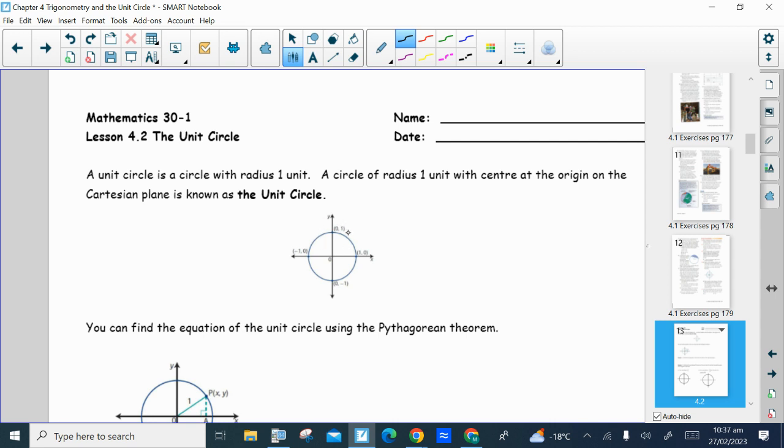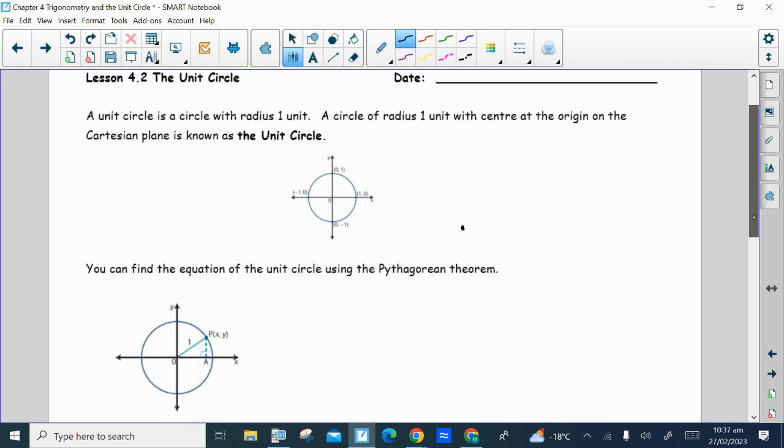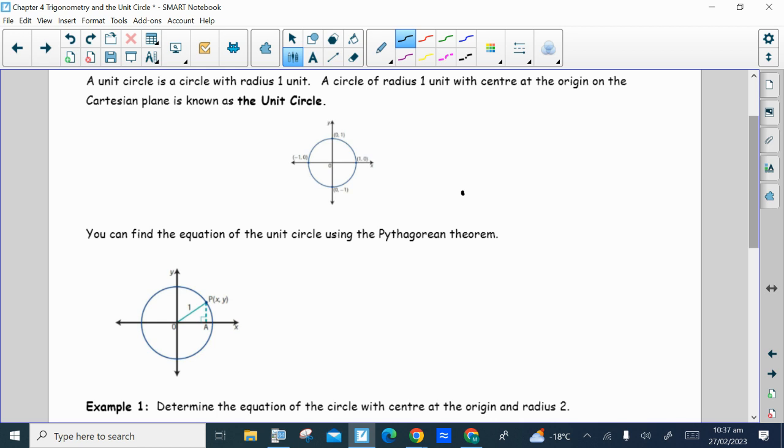Where the unit circle intersects with the positive arm of the y-axis, the coordinates there are 0, 1. Where the unit circle intersects with the negative part of the x-axis, it's -1, 0. And at the intersection with the negative part of the y-axis, it's 0, -1. So those are the coordinates there. And again, they actually mean something. So we're going to learn about what those mean.